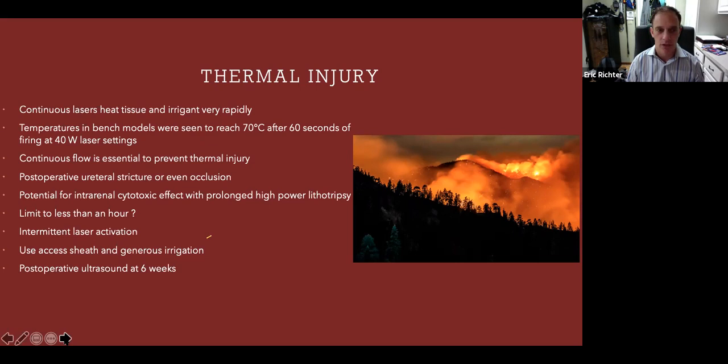Then there's potential for intrarenal cytotoxic effect with prolonged high power lithotripsy. I've heard some people say that if you're using high powered lithotripsy, especially in the kidney, you should limit it to less than an hour. And then it's also advised to do intermittent laser activation, where you may fire for a bit and then leave off for 5 seconds to allow cooling and irrigation. Access sheath can help. And many people will argue that you need to do a post-operative ultrasound at 6 weeks to rule out ureteral occlusion from thermal injury.